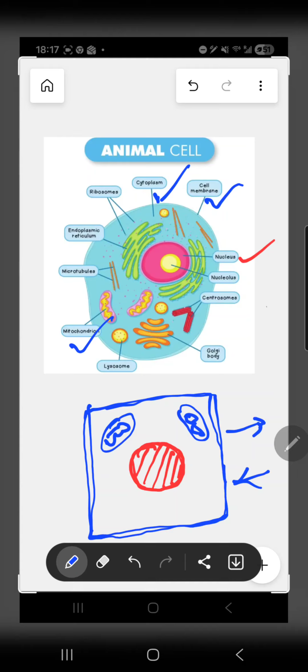So, the two things that are very important for mitochondria is that it is the site of aerobic respiration where energy is released for the cell.